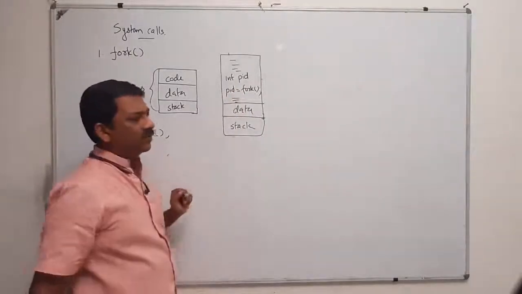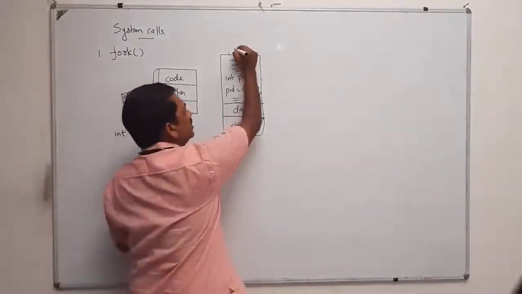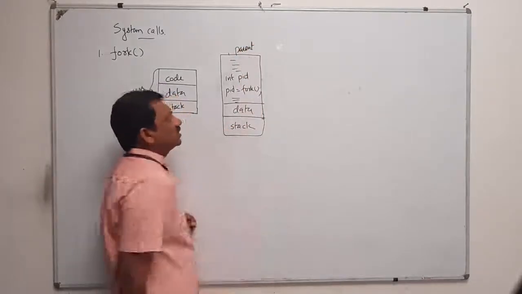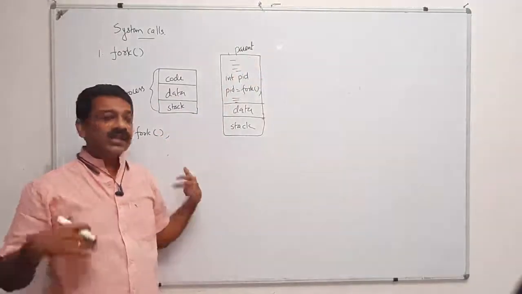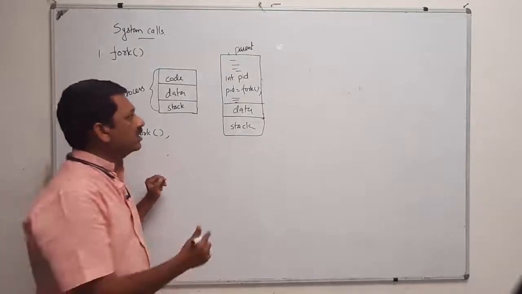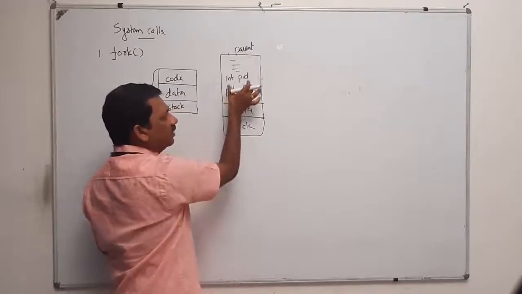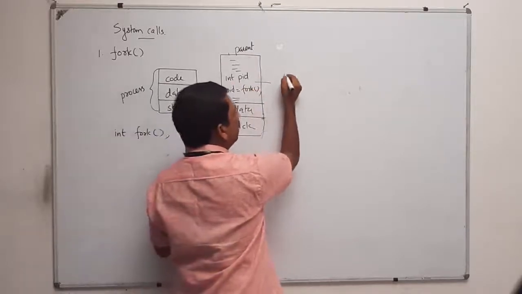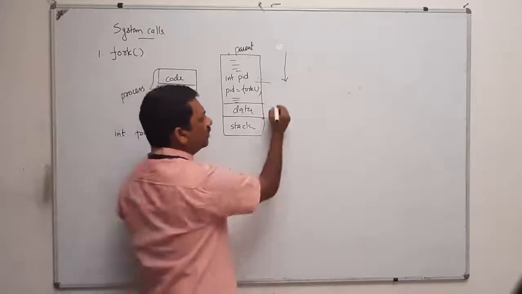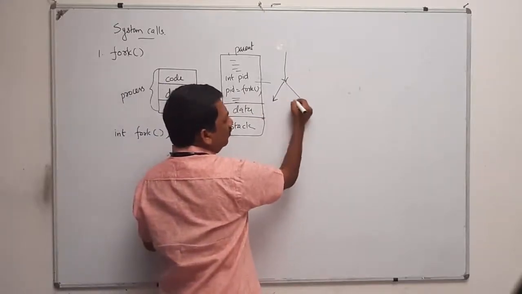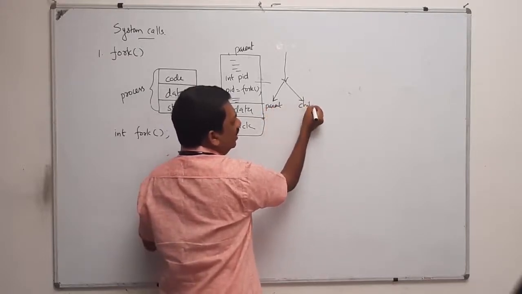And pid = fork. When this fork system call is called, what will happen? This parent process will create a new child process which is an exact replica of this parent process. That means up to this point there is only one path of execution, and when pid = fork is executed, you have two processes created: this is the parent process and this is the child process.